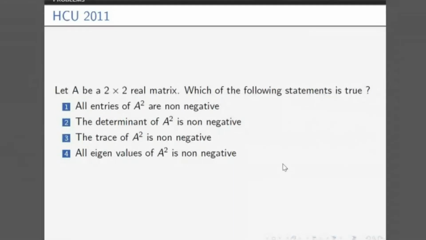Okay, this is the next question. It was asked for the Hyderabad Central University 2011 exam. We have a real matrix A of order 2, and which of the following statements is true? All entries of A squared are non-negative, all eigenvalues of A squared are non-negative, the determinant, and the trace. So nothing is asked about A, everything is about A squared. Do we have any answers?